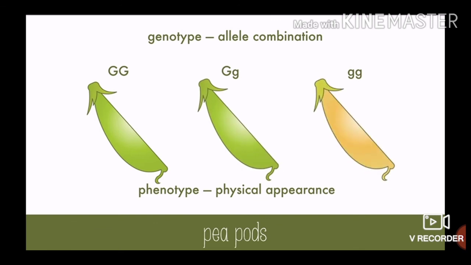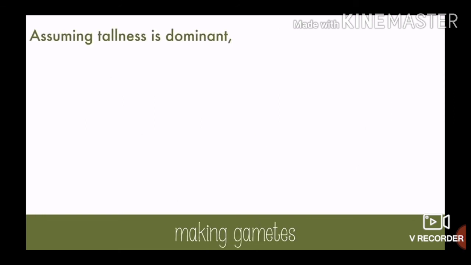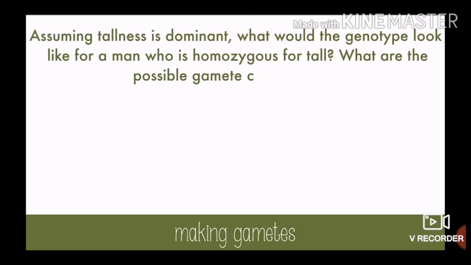Now this is pretty simple, but let's try thinking about this in terms of making gametes. Assuming tallness is dominant, what would the genotype look like for a man who's homozygous for tall? And what are the possible gamete combinations? Now because tall is dominant, this would be a homozygous dominant genotype, 2 capital letters.